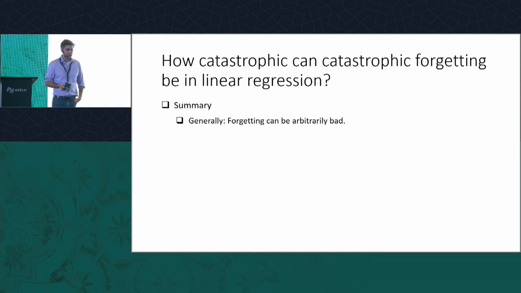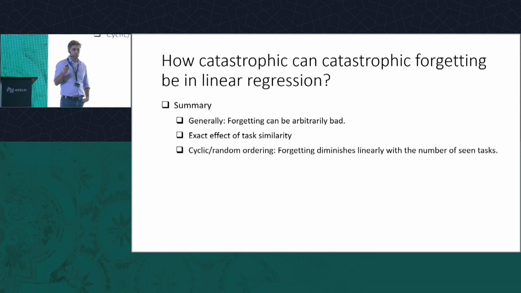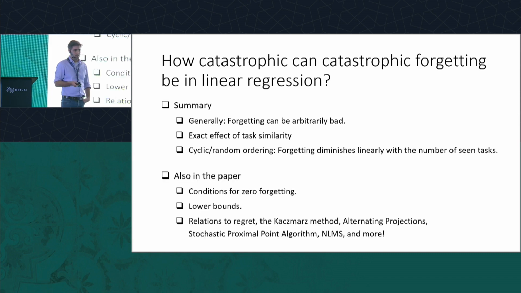Okay, just to summarize this first half of the talk, generally we showed that even in linear regression, forgetting can be catastrophically bad. You might forget everything. And we quantified the exact effect of task similarity, how tasks should be similar to be good or bad in terms of forgetting. And we show that if you do cyclic or random ordering of tasks, then forgetting diminishes linearly with the number of seen tasks. Also in the paper, we show other things we didn't mention here. What are the conditions for zero forgetting, which are more general than just the zero angle or orthogonal data. We have matching lower bounds.